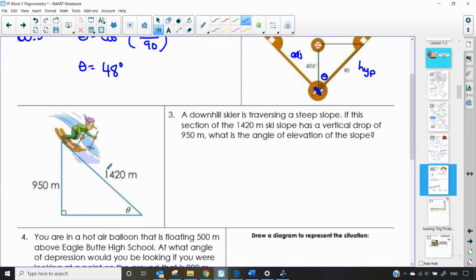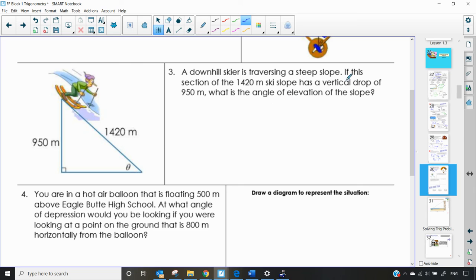All right. Next example, we have a downhill skier coming down a steep slope. If this section of the 1,420-meter ski slope has a vertical drop of 950 meters, what is the angle of elevation of the slope? So we're looking up here, labeling our triangle. This is opposite and hypotenuse. So opposite and hypotenuse is sine. So theta is sine⁻¹ of opposite over hypotenuse. And so theta is going to be 42 degrees.